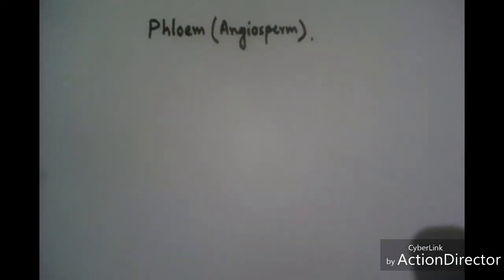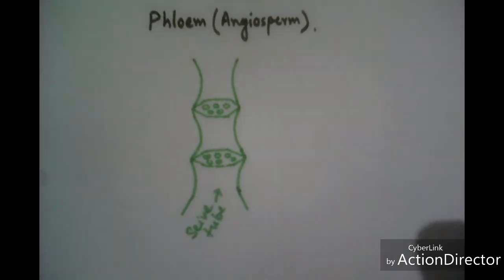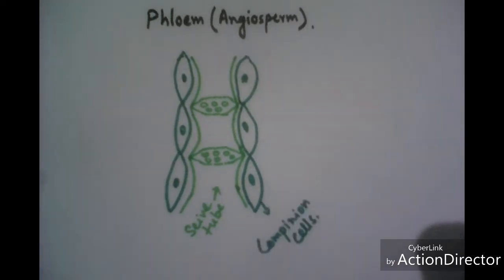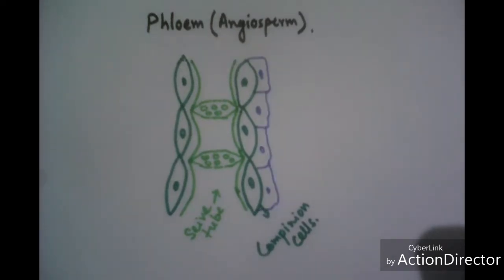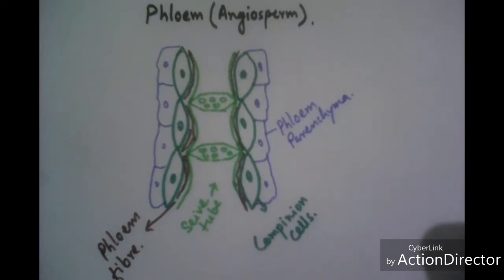We know that phloem in case of flowering plants contains sieve tube, companion cell, phloem parenchyma and phloem fiber. So this is sieve tube, this is companion cell, this is phloem parenchyma, and this is phloem fiber. So it is the structure of phloem of flowering plants.